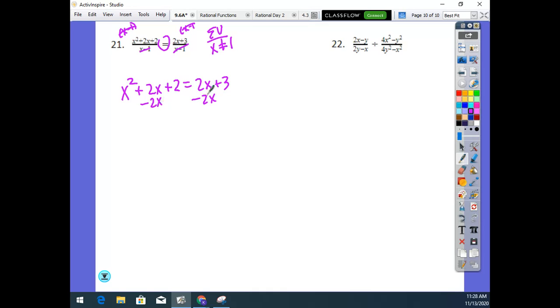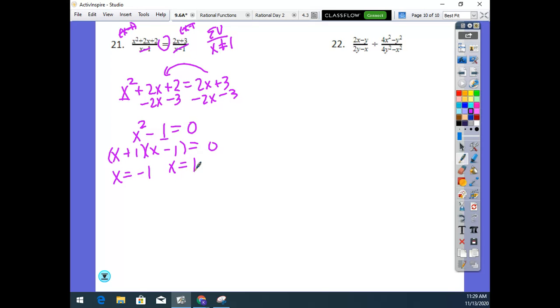So I'm going to move all of my stuff to the left to get with my degree term. I get x squared minus 1 equals 0. I can factor my x squared, x and x, plus 1, minus 1. x equals negative 1 is a 0. x equals positive 1 is a 0. But remember, we can't use positive 1. So negative 1 is the only one I can use.